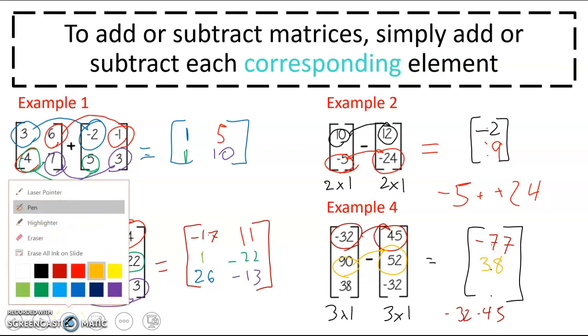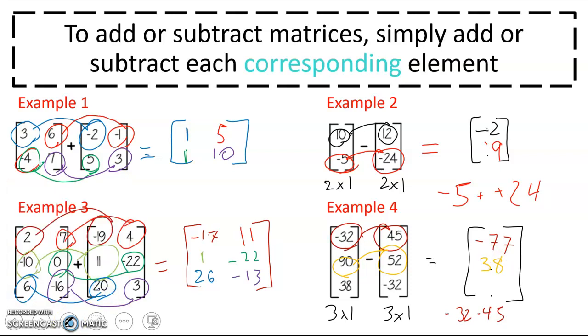And then the last one, this one here, we got 38 minus a negative 32. Again, remember your negatives there. 38 minus a negative 32 is basically just 38 plus 32. All right. So we do 38 plus 32. I get myself 70 down here.